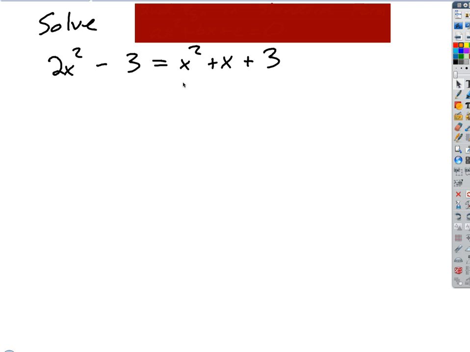So if I subtract everything on the right to the left, what do I get? 2x squared minus x squared is x squared. I don't even have an x there, but if I subtract the other x over there, I get that, right? And then negative 3 minus 3, negative 6. Good. And that's equal to 0.